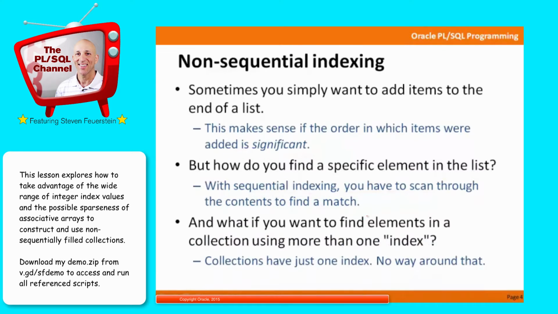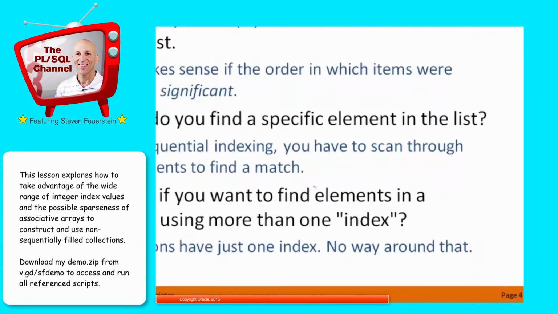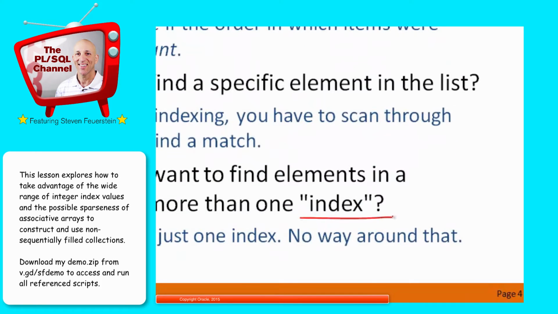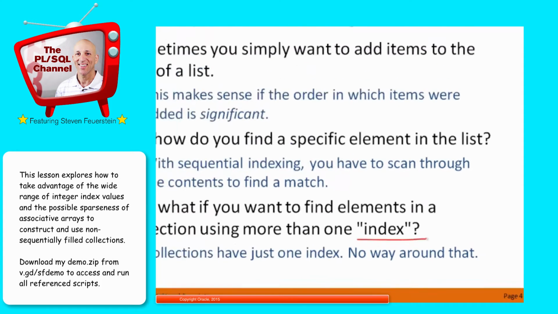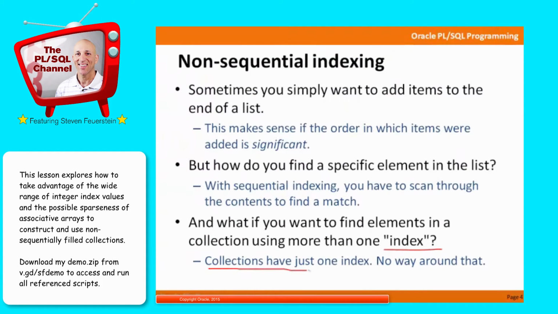And certainly, I might want to find elements in my collection with more than one index value. I want to find an employee by employee ID. I want to find an employee by last name and first name. I want to find an employee by their social security number. But the challenge there is that collections can have just one index. It's not like an Oracle relational table where I can simply create multiple indexes on my table, thereby enabling faster access to those specific rows using different pieces of data to find them. And there's no way you can get around that. The collection has just one index.